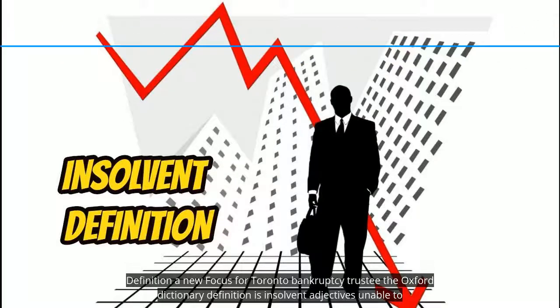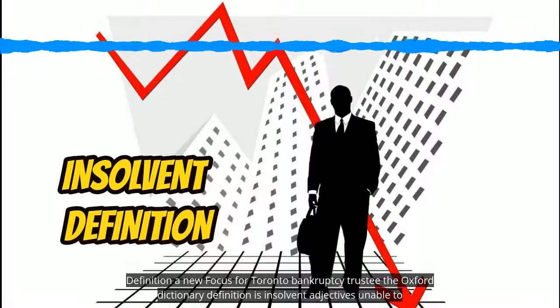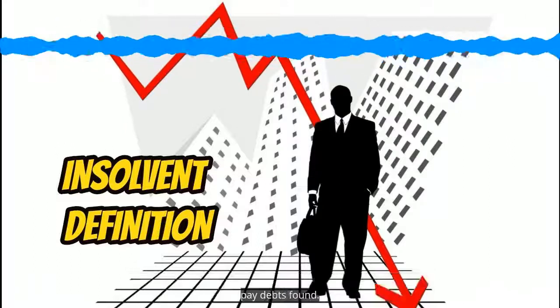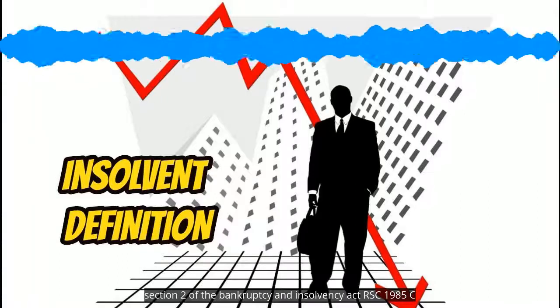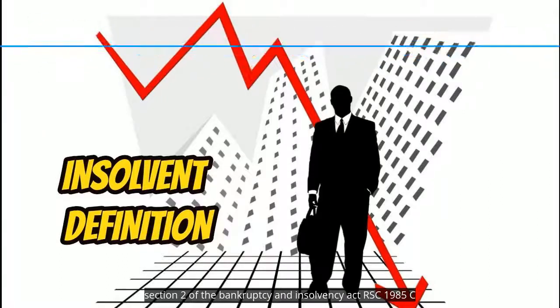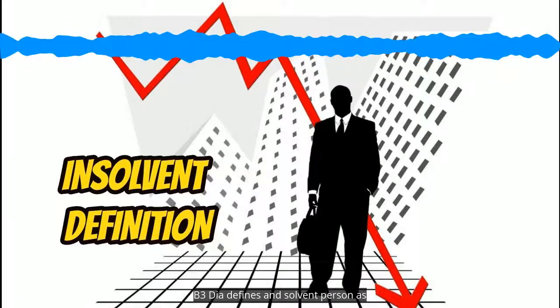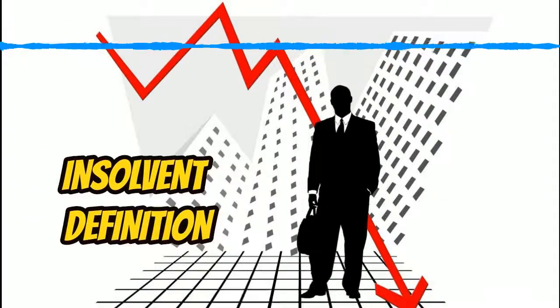Insolvent definition, a new focus for Toronto bankruptcy trustee. The Oxford Dictionary definition is, insolvent adjective unable to pay debts owed. Section 2 of the Bankruptcy and Insolvency Act, RSC 1985, c. B-3, BIA, defines insolvent person as.